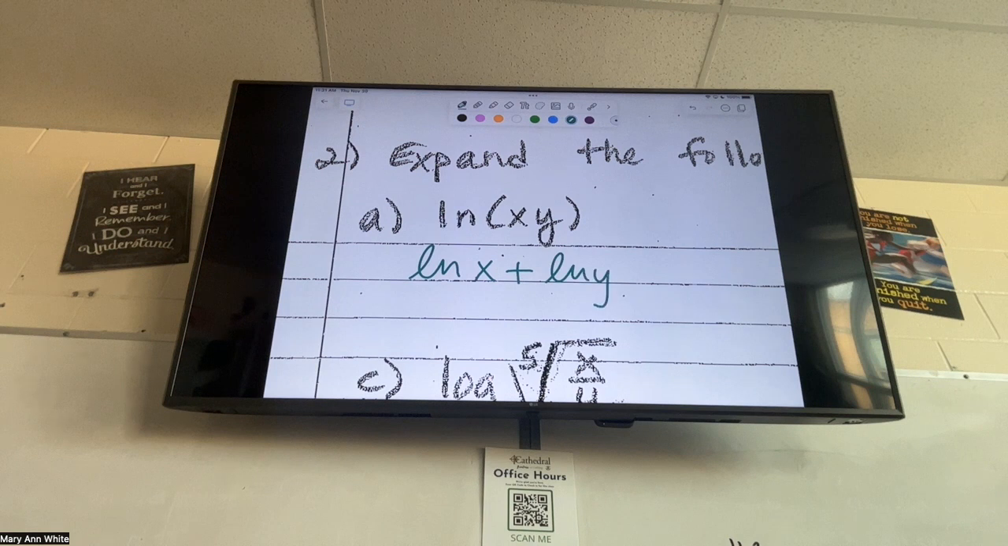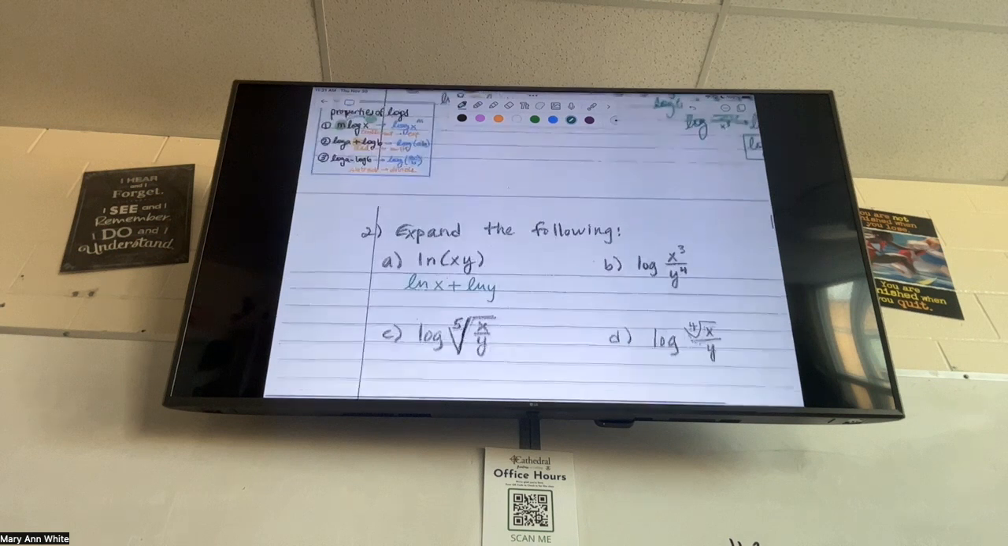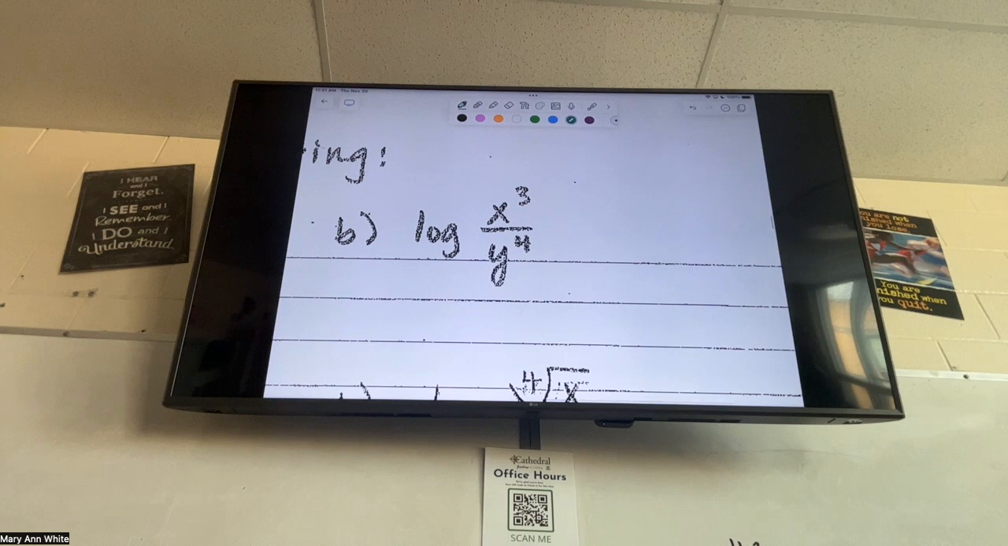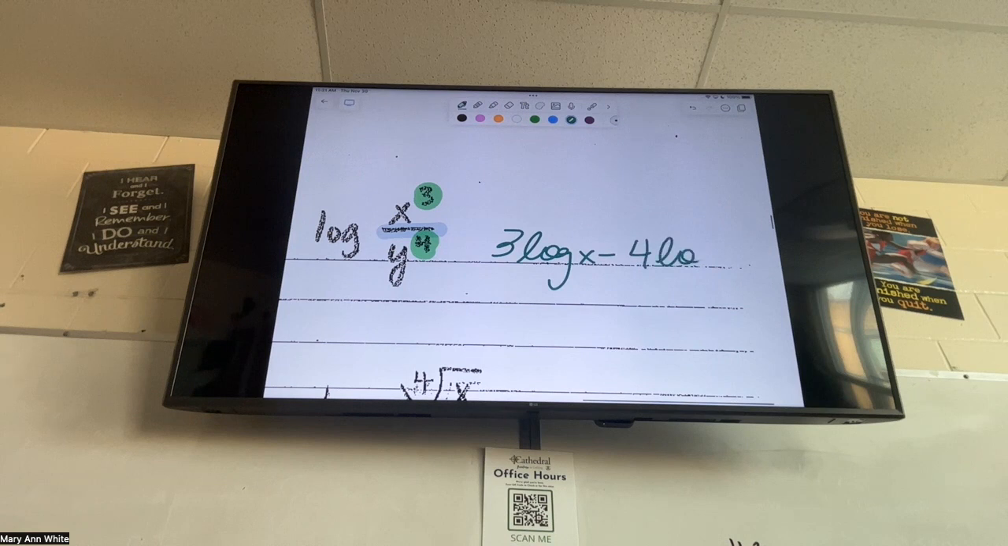Oh, I can. Okay. I'm going to keep doing them. If you feel good, you just zoom ahead and do them at your own pace, but I'll just keep walking through them. This one I have a divide, so I'm going to separate it with a minus, and then I have these little exponents, so they're going to go out front. So I'm going to go 3 log of x minus 4 log of y.